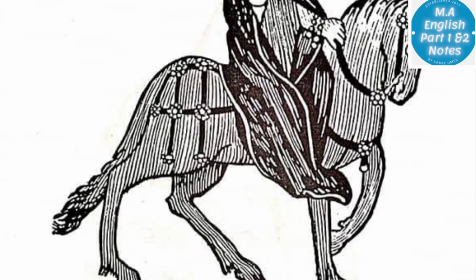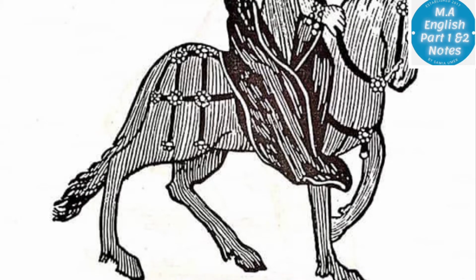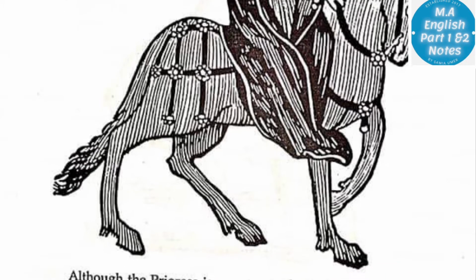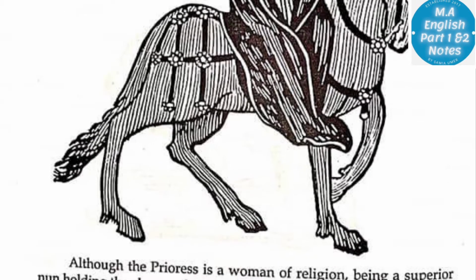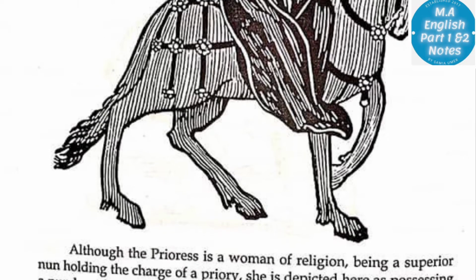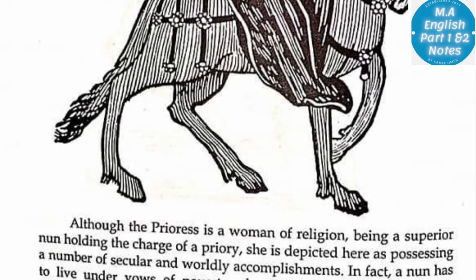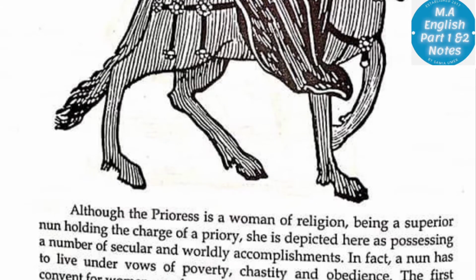In fact, a nun has to live under vows of poverty, chastity, and obedience. The first convent for women was founded in Egypt about AD 320 by the sister of Saint Pachomius. In England, the first convent was started by Ethelbald, King of Kent, in 620 at Folkestone.